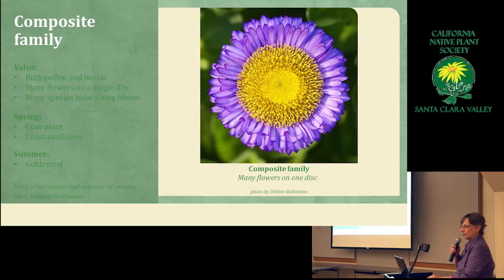Many flowers on a single disc. Many of these in the composite family have a long blooming season. So they'll start blooming maybe in the spring, maybe bloom a little less in the summer, and then they bloom in the fall again. We're going to talk about the gum plant and the coast sunflower, which both bloom in spring, and we're going to talk about goldenrod, which blooms in the summer. Now remember about the diversity throughout the year. So we're looking at spring plants and summer plants. And pretty much most of these plants, once they start blooming, they often continue through to the fall.